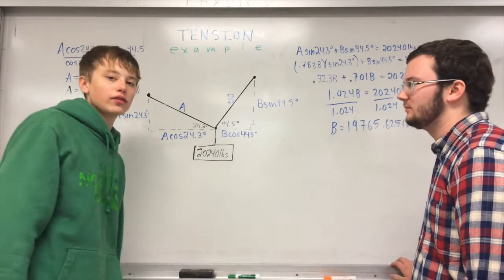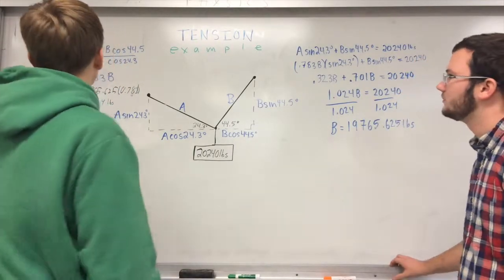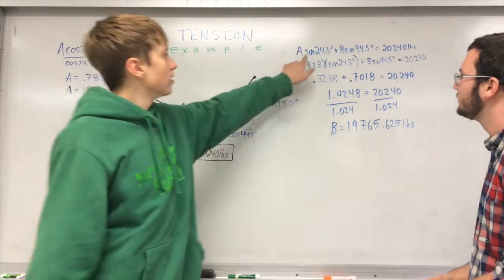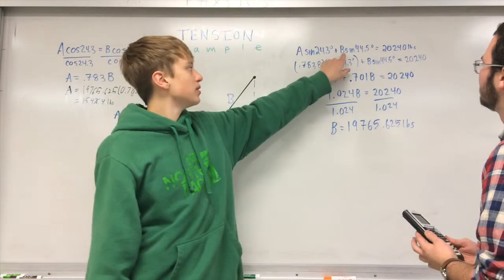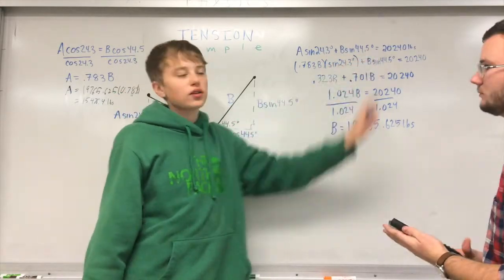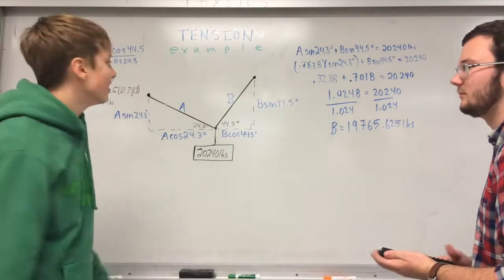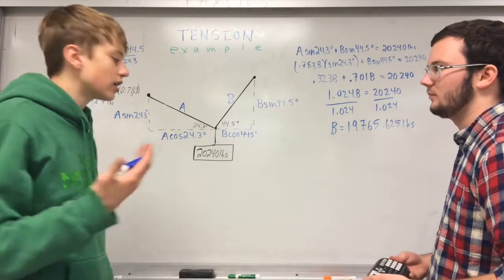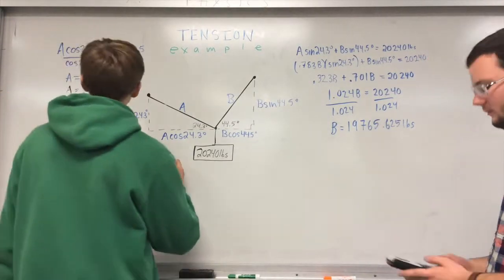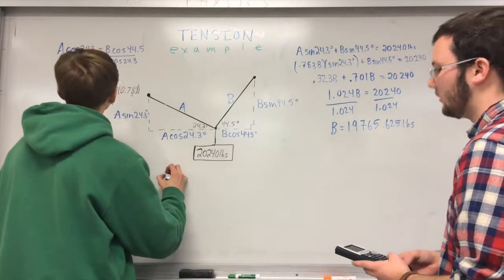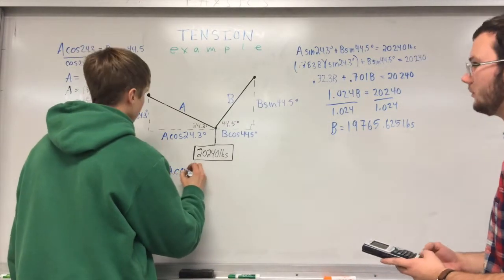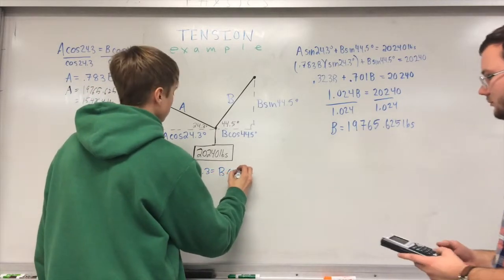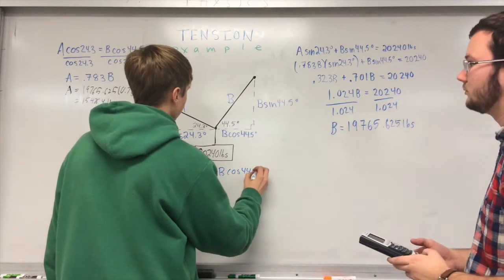All right. If you go back to our original equations that we started with, A cos 24.3 equals B cos 44.5, and A sine 24.3 plus B sine 44.5 equals 20,240. We can plug in our A and B values, and the equations should equal each other. So we'll start with the one in the X direction: A cos 24.3 equals B cos 44.5.